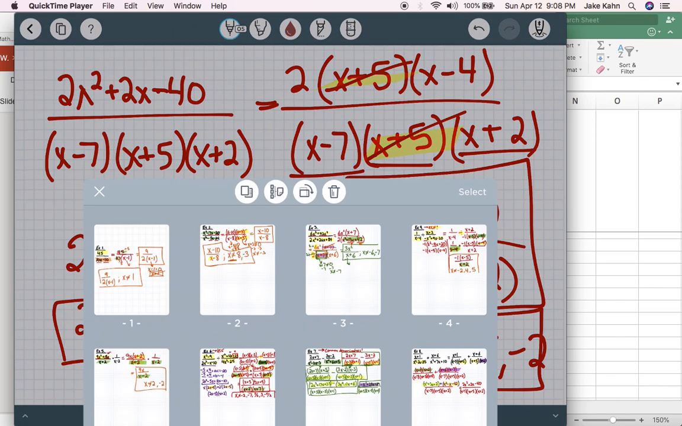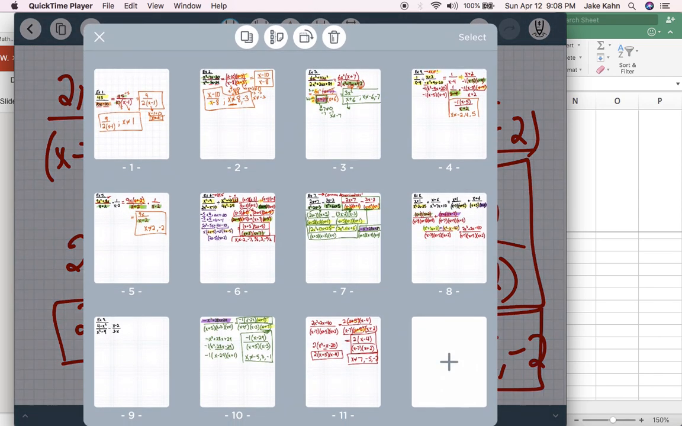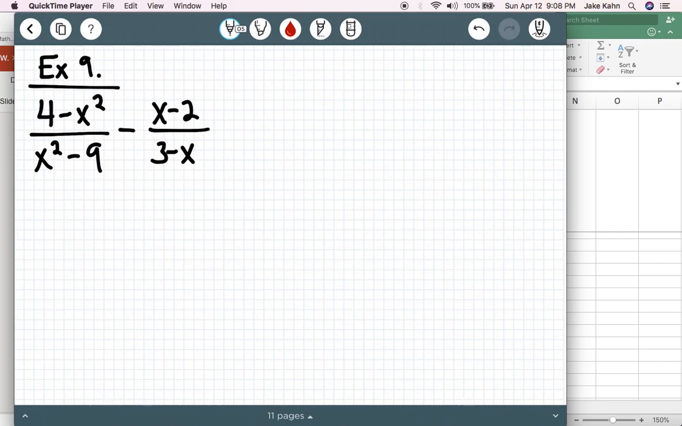Lots of work for sure, lots of work. All right, one more to go. Thankfully this one is a little bit shorter. And then we're done. 4 minus x squared over x squared minus 9 minus x minus 2 over 3 minus x.